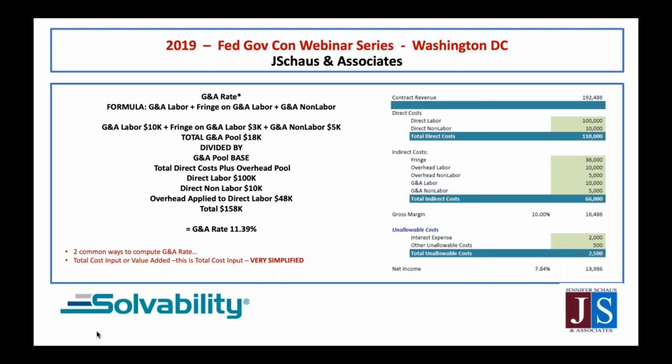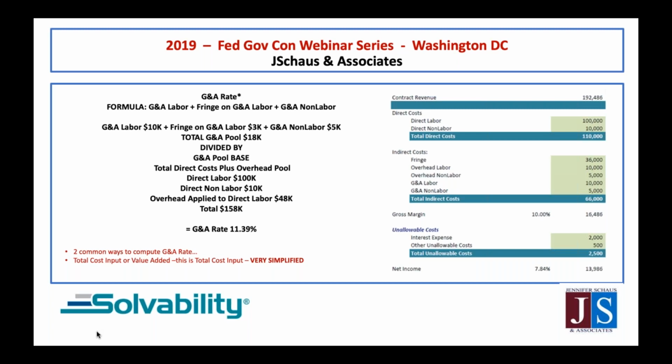The last component is G&A, general and administrative, or corporate expense. The formula is my G&A pool, which is made up of G&A labor plus the fringe on G&A labor. Remember I said the fringe follows the employee, plus the G&A non-labor. G&A non-labor could be accounting fees, bank fees, legal fees, taxes and licenses, all those different types of costs that are part of the corporation, whether you have a contract or not. That's how you decide whether it goes to overhead or G&A.